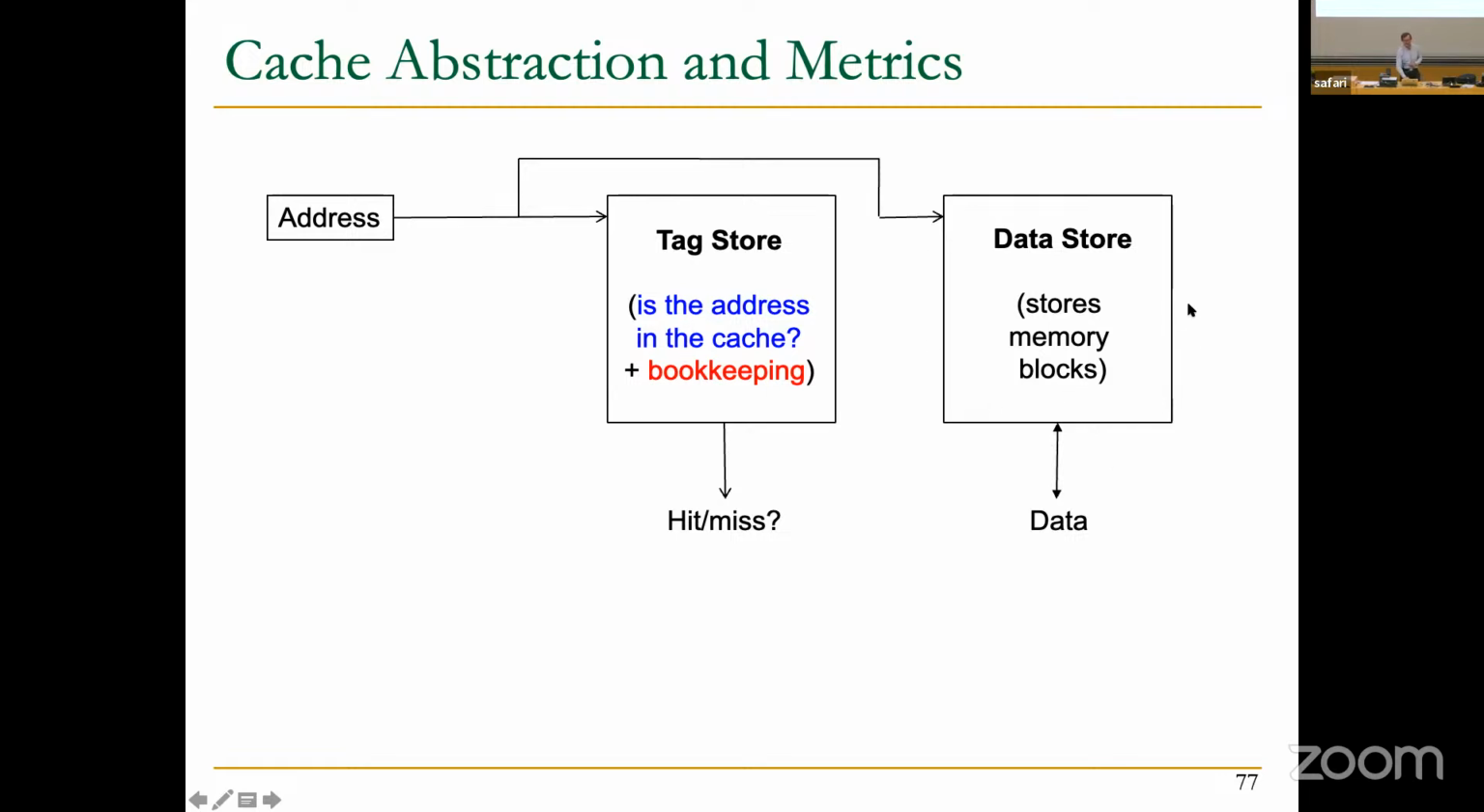Data store essentially stores memory blocks. Data store is simple, just memory blocks, right? And if it's a hit, it gives data. If it's a miss, then it may give something, but you should not trust it, right?